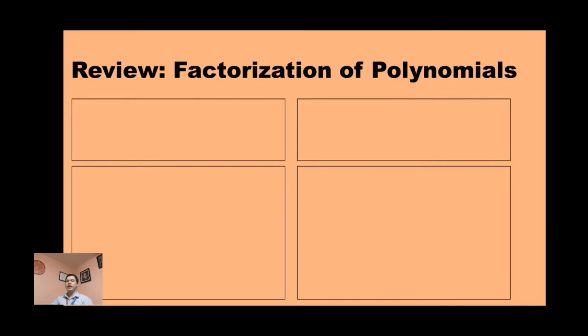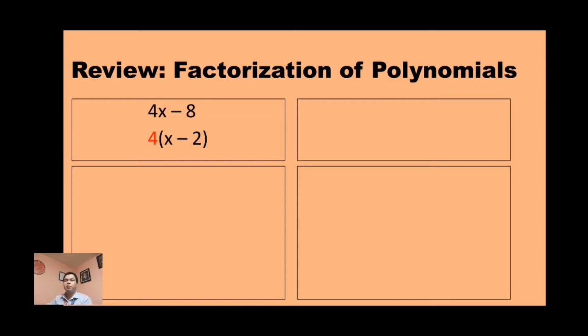But before we proceed in our lesson, let's have some review first. Factorization of polynomials. We have here 4x minus 8. In this case, we only need to find the GCF, or the greatest common factor, of these terms, 4x minus 8. The GCF here is positive 4. So we need to factor out 4 from 4x minus 8.